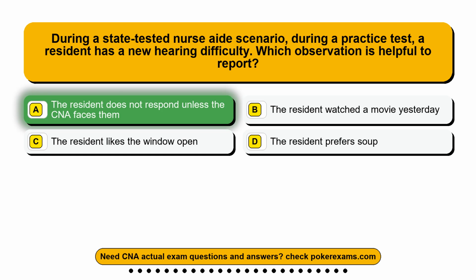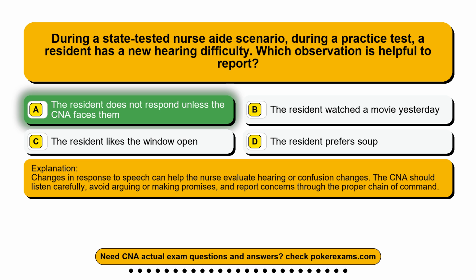The correct answer is option A. The resident does not respond unless the CNA faces them. Changes in response to speech can help the nurse evaluate hearing or confusion changes. The CNA should listen carefully, avoid arguing or making promises, and report concerns through the proper chain of command.